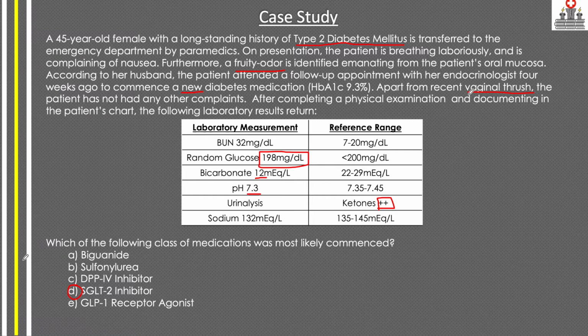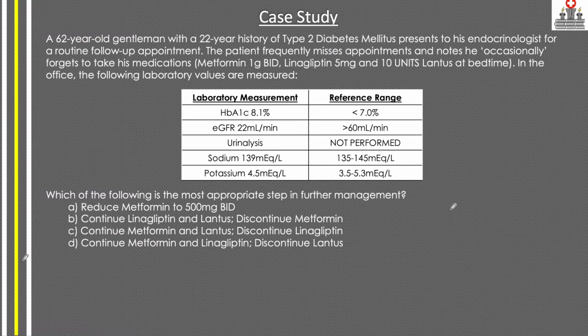Again, the vaginal thrush was a hint that she likely started an SGLT2 inhibitor because this is a very common complaint in patients on an SGLT2 inhibitor. Sometimes we tell patients to eat yogurt or something with probiotics in it just every night, and some patients swear it works, some do not. But regardless of that, it's important to note this patient was likely started on an SGLT2 inhibitor. Let us go to the next case study.